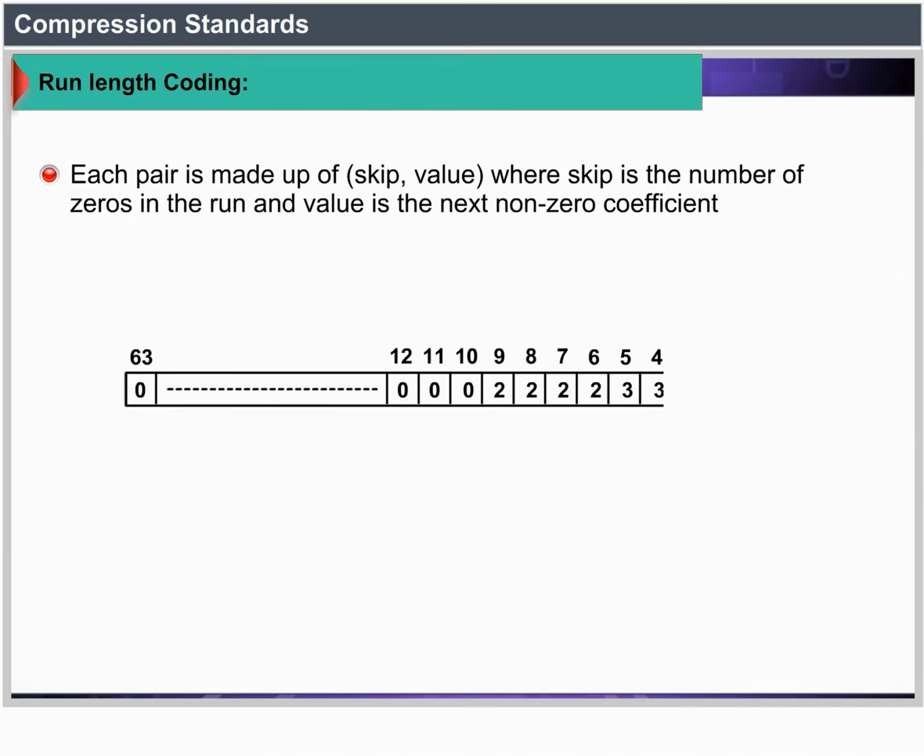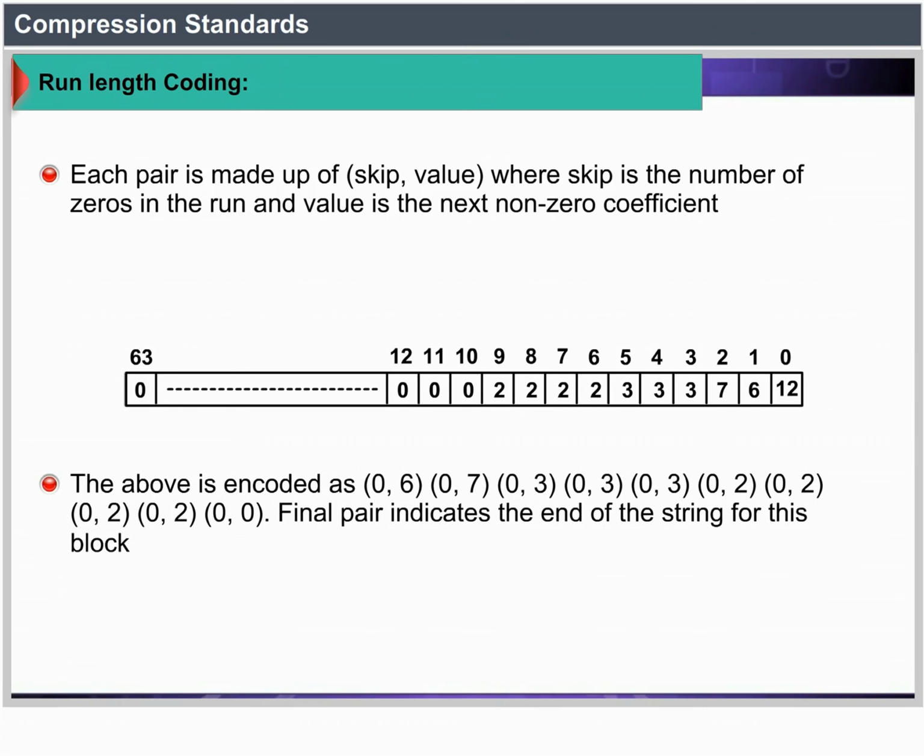The above will be encoded as 0, 6, 0, 7, 0, 3, 0, 3, 0, 3, 0, 2, 0, 2, 0, 2, 0, 2, and 0, 0. The final pair indicates the end of the string for this block.